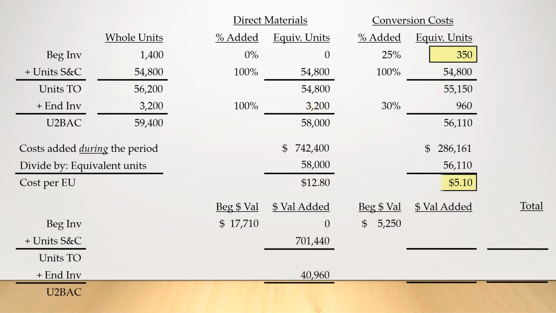Repeat the process for conversion costs. As before, your total column will be the sum of the amounts on each respective row. So the total cost of beginning inventory is $24,745.